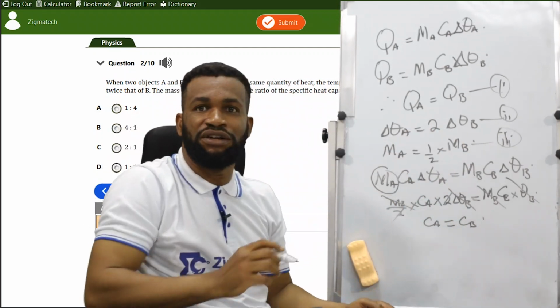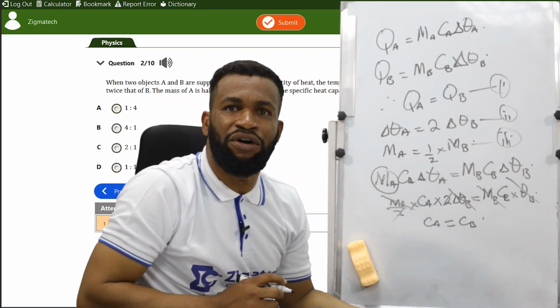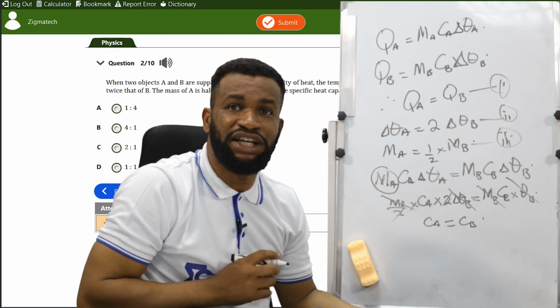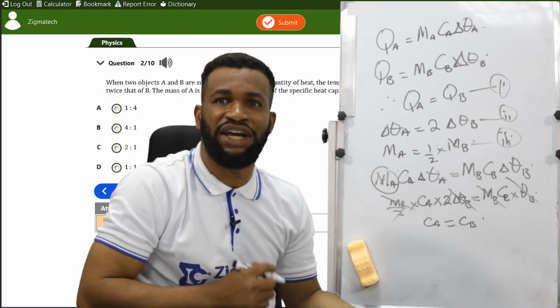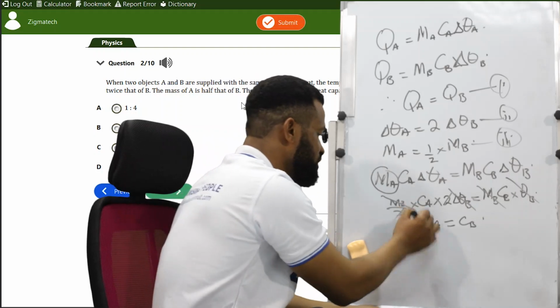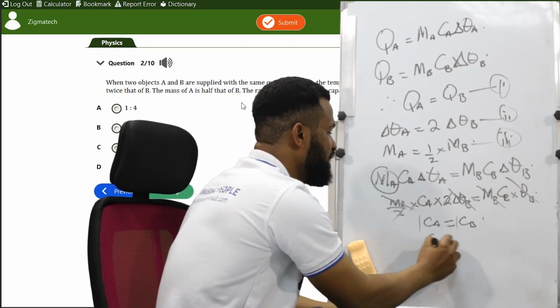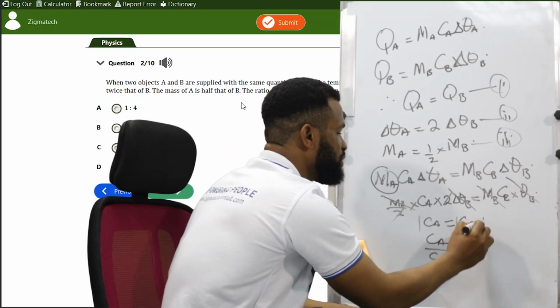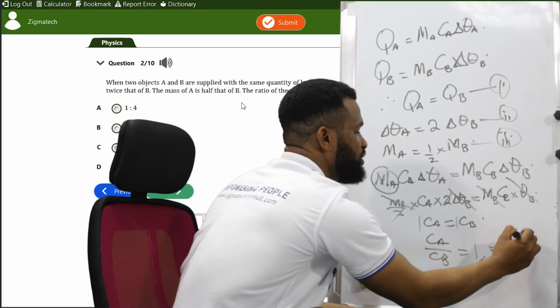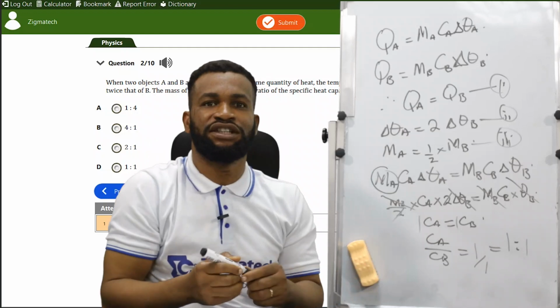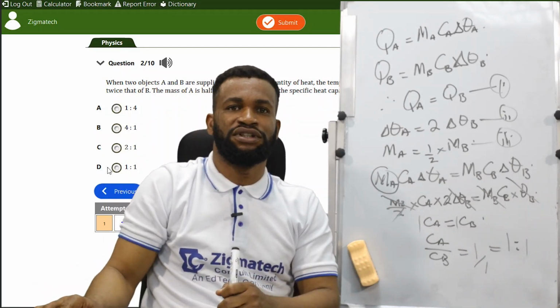Now what are we looking for? We are looking for the ratio of the specific capacity of A to B. You don't even need to. This is 1 and this is 1. The ratio of A, CA over CB, is going to be 1 over 1, which is 1:1. And that is given in option D.